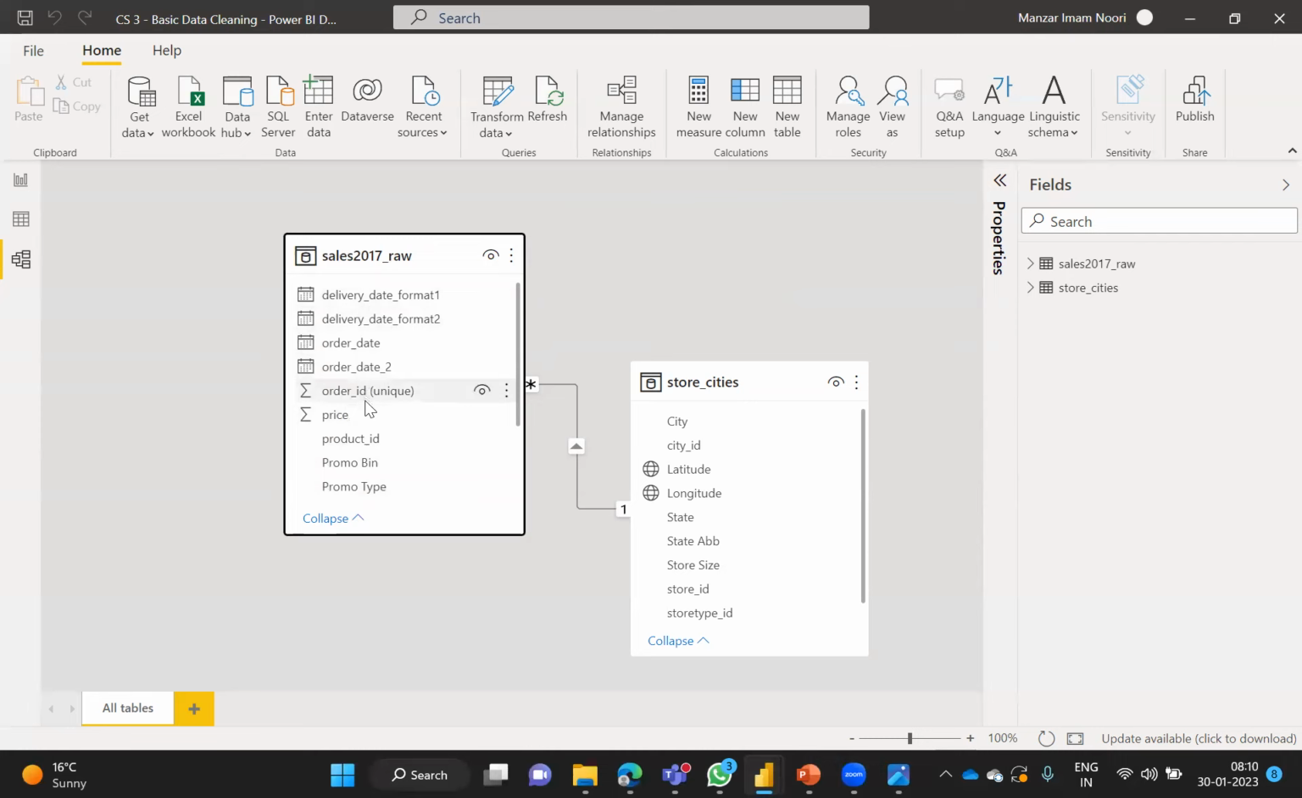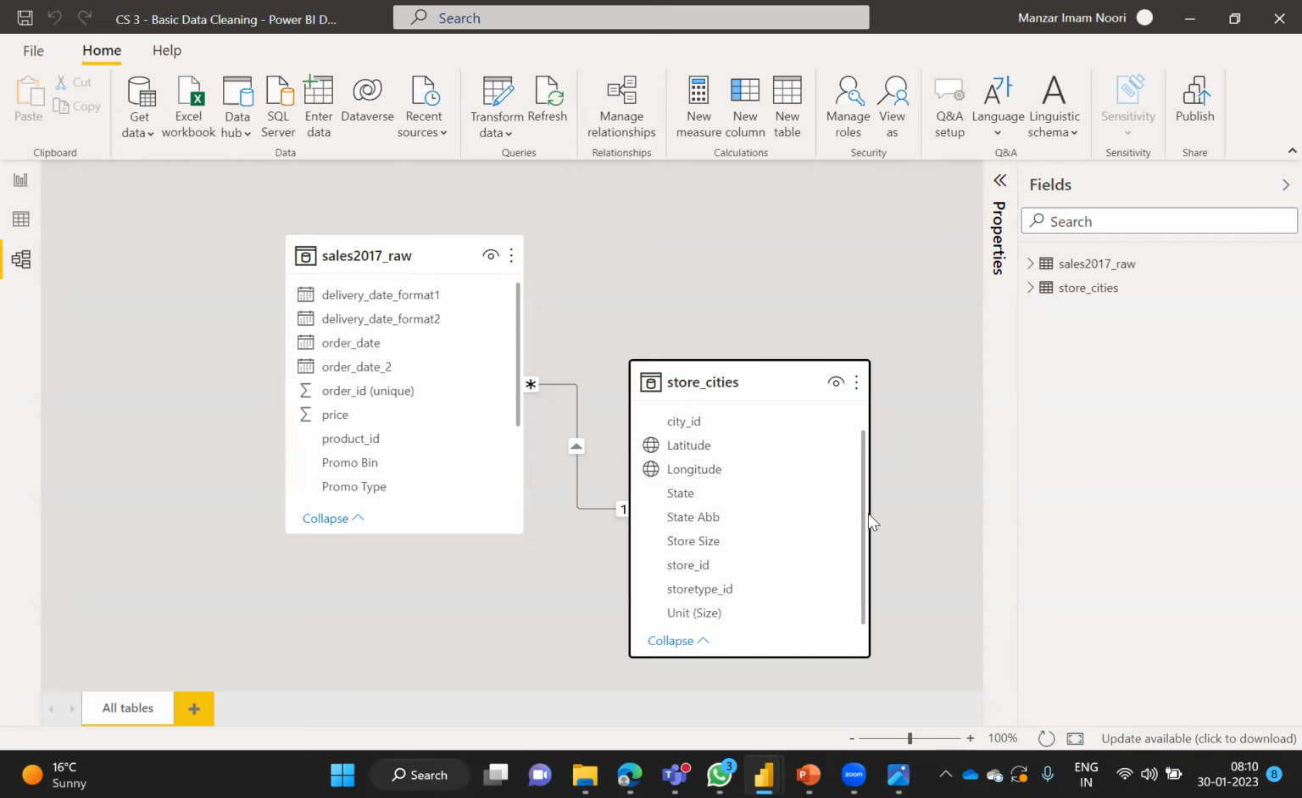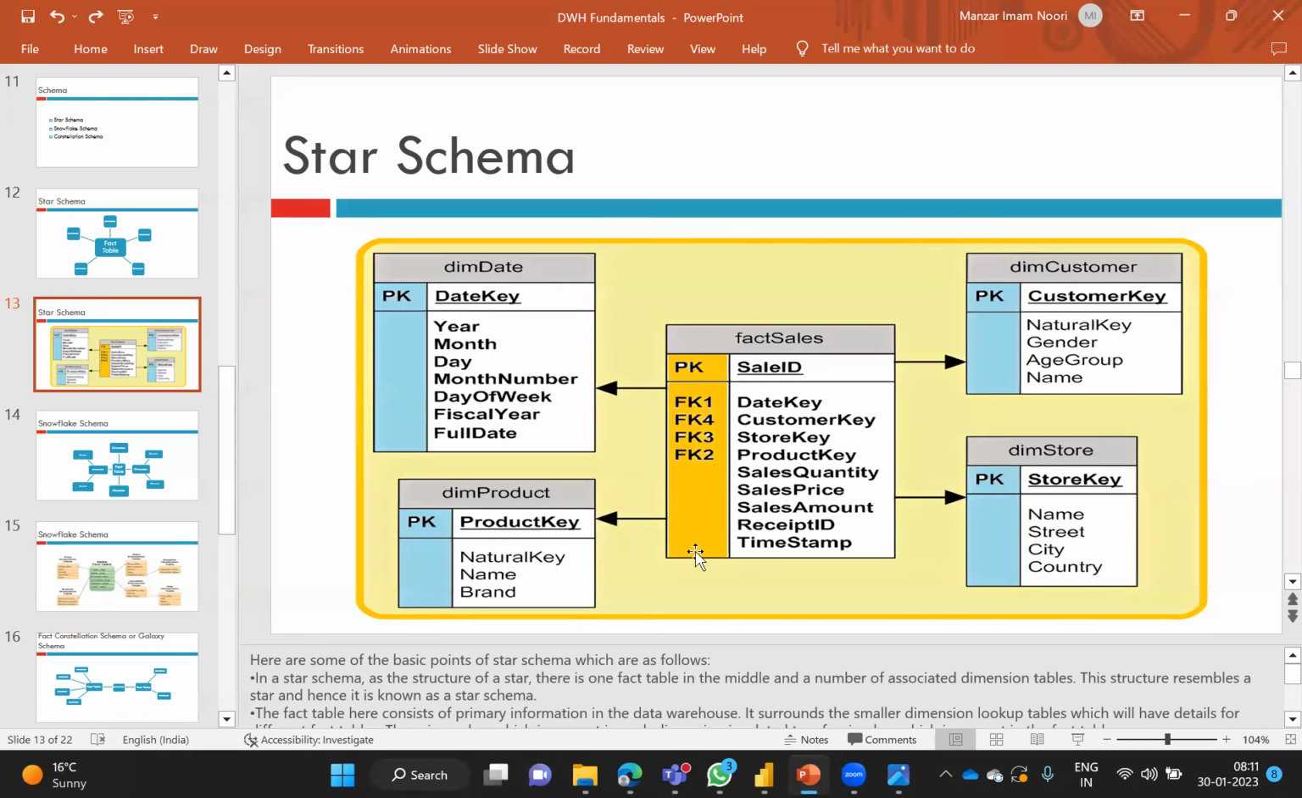Fine. This is the fact table, and store city is the dimension table. In this dimension, you can see all the information related to the store cities is available in one table. Similarly, we have many other tables that we are going to use in some time. Here you can see this is the star schema format, and all of the tables are denormalized.